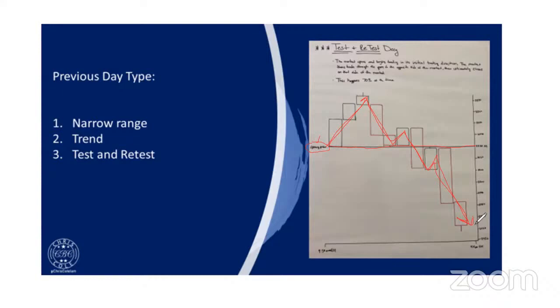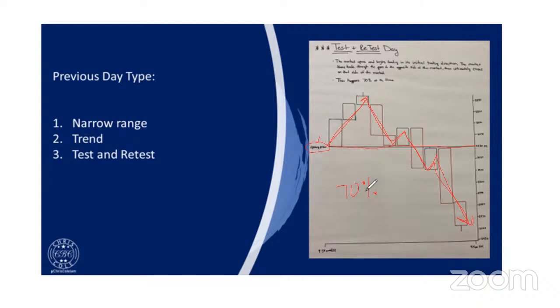Now, why is this important? This day type is important because it occurs 70% of trading days. Again, here we are talking in percentages. So guess what? I know that 70% of trading days are going to be a test and retest day. By knowing what the market is going to do 70% of the time, if I just continue to be consistent, that alone stacks the odds tremendously in my favor.